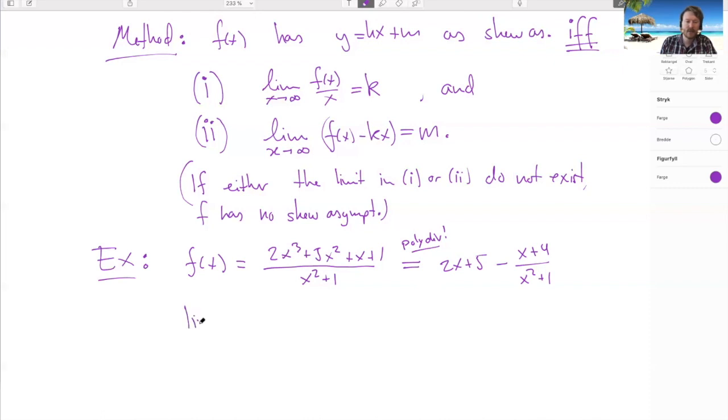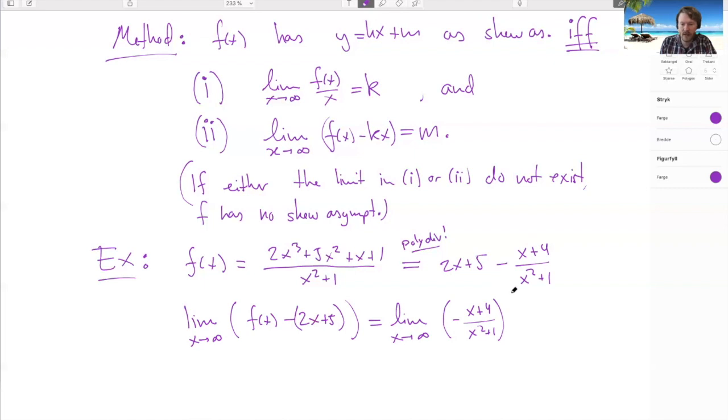Well, this tells us that if we do the limit as x tends towards infinity of f of x minus (2x plus 5), this is the same as the limit as x tends to infinity of minus (x plus 4) over (x squared plus 1), right? Because if I take this minus this, this is what's left. And here, of course, I have an x who's the strongest on top. I have an x squared who's the strongest below. x squared kills the x, so the limit here is 0. So this means f has y equals 2x plus 5 as skew asymptote, as x tends to plus infinity.